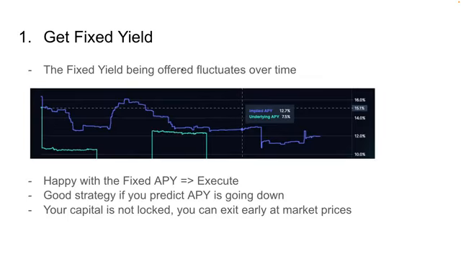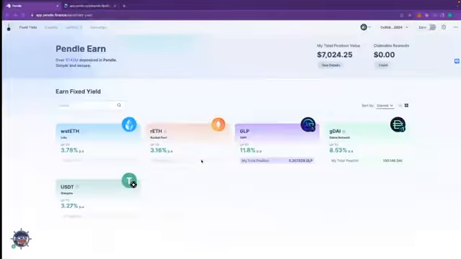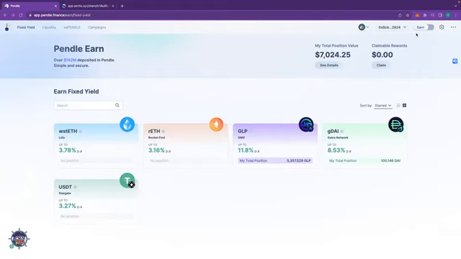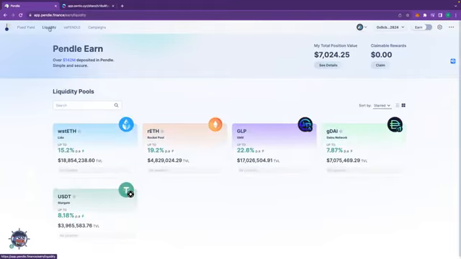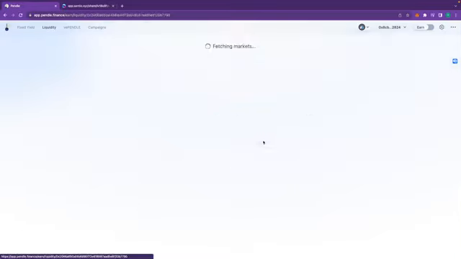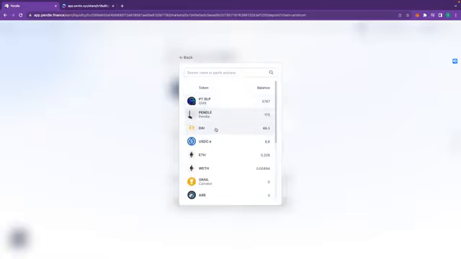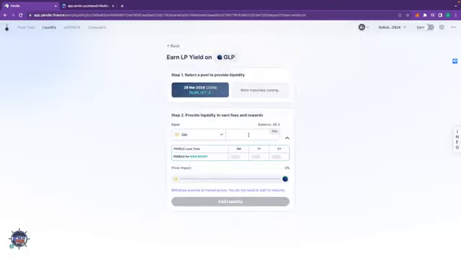Let's move on to the second way, which is to provide liquidity into Pendle. Also very simple. You can just use the Earn UI, click into the liquidity tab, and you will see the different options for providing liquidity into Pendle. For example, I like the GLP pool. I can click into it, choose the maturity, and put in whatever asset I want to provide liquidity.